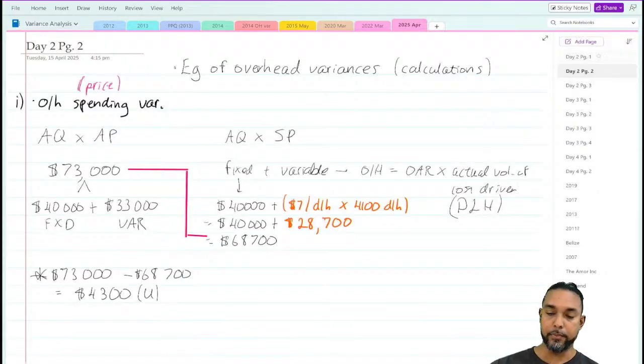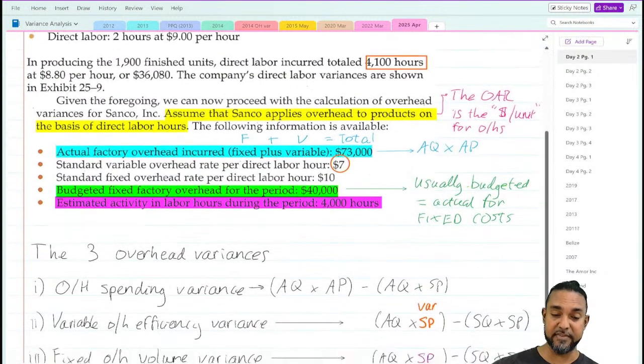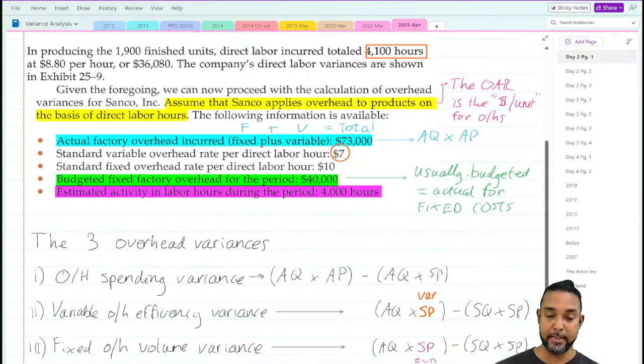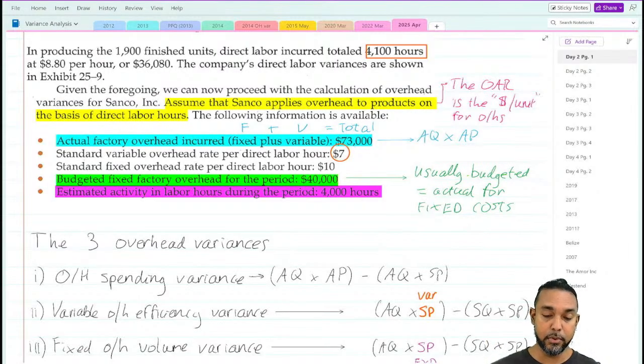Now normally we'd have to calculate the OAR by taking the estimated overhead and dividing by the estimated activity, but the 40 above was just for the fixed. They didn't give us an estimate of variable, did they? No. But they did give us, in the line just below the blue highlighting, the second bullet point, the standard variable OAR, which is per direct labor hour, is $7. So that is your OAR.